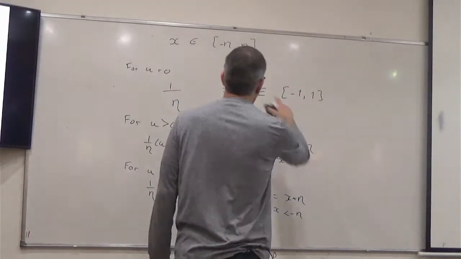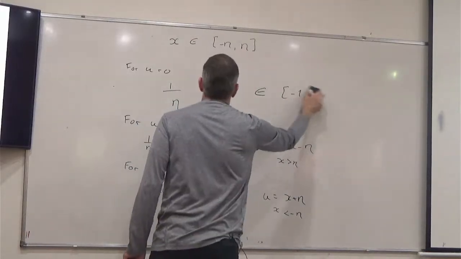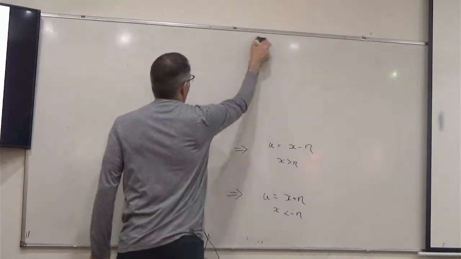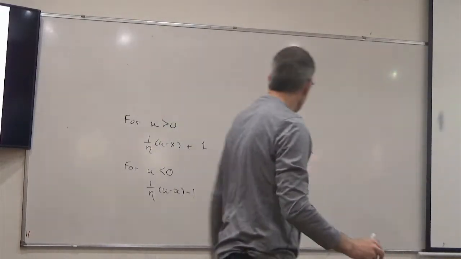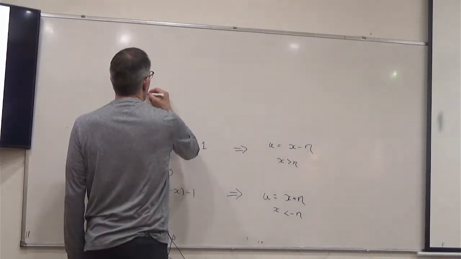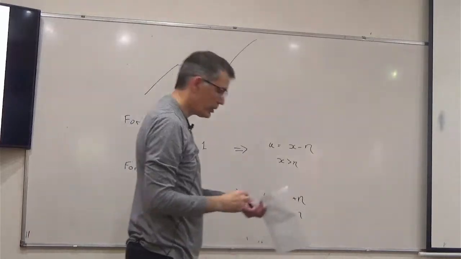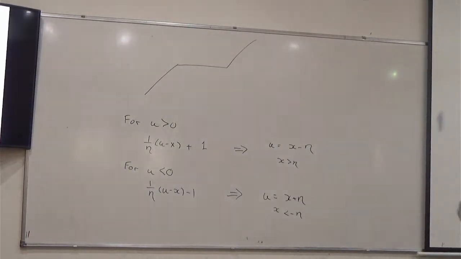So you get this form at the top. So what you end up having is kind of this function that is linear, flat, linear. Okay, so I just wanted to show that with the easy case.